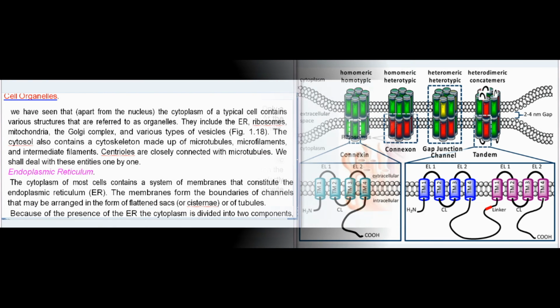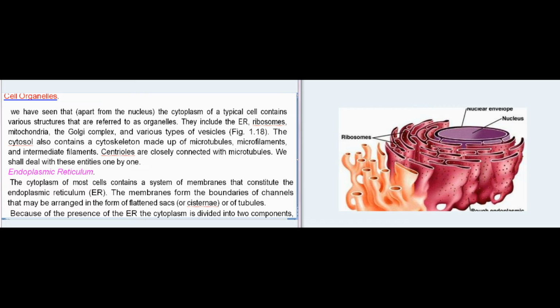Cell organelles. We have seen that, apart from the nucleus, the cytoplasm of a typical cell contains various structures that are referred to as organelles. They include the ribosomes, mitochondria, the Golgi complex, and various types of vesicles, Fig. 1.18. The cytosol also contains a cytoskeleton made up of microtubules, microfilaments, and intermediate filaments. Centrioles are closely connected with microtubules. We shall deal with these entities one by one.